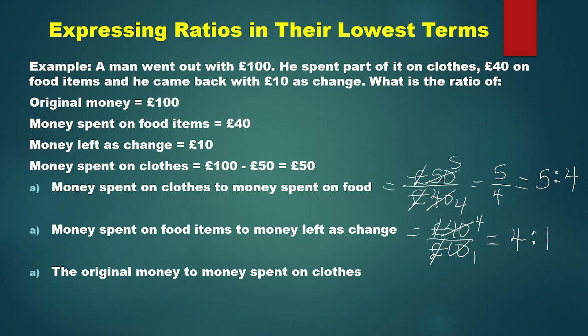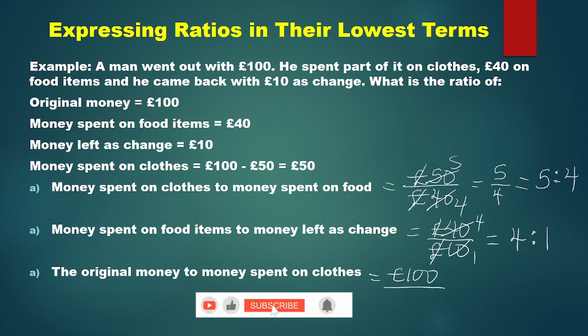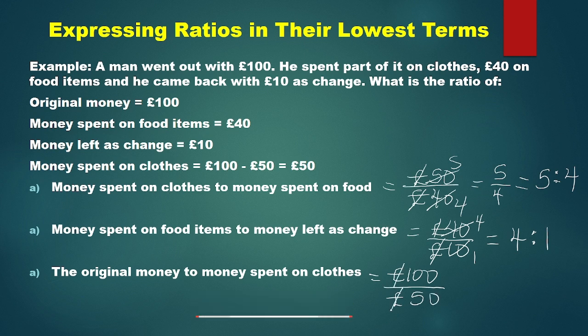Lastly, the original money to the money spent on clothes. The original money is £100 over the money spent on clothes, which is £50. So pounds will take out pounds.